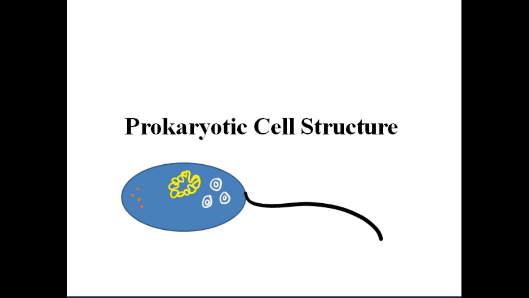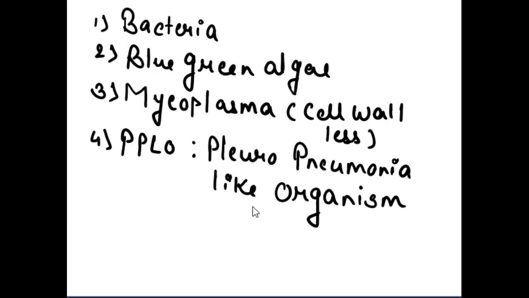Now, the prokaryotic cell includes bacteria, blue-green algae, and mycoplasma. The characteristic of mycoplasma is that it is cell wall less, as it does not possess any cell wall. The example is PPLO, that is pleuropneumonia-like organism.